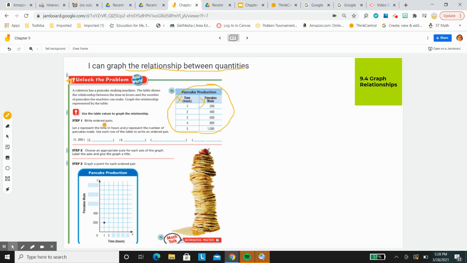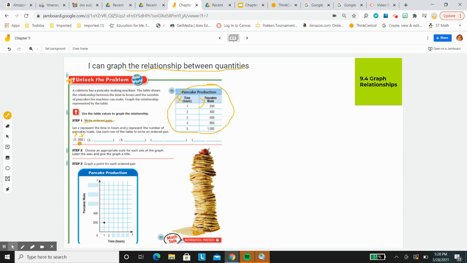So the first step that we're going to do is we're going to write ordered pairs. You see this? Remember, this is X, okay? And the second one, just like in our unit on coordinate planes, this is the same thing. X was first, Y goes second. There's my Y, okay? So they've already done the first one for you, 1 and 200. So they put 1 first, then 200, okay?